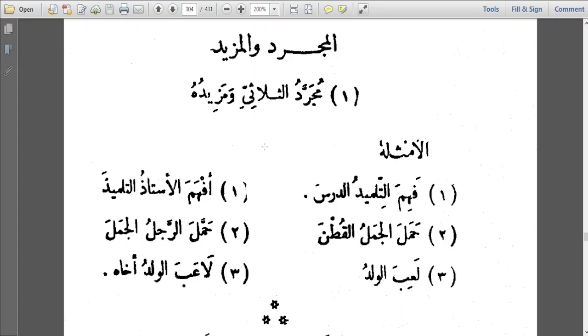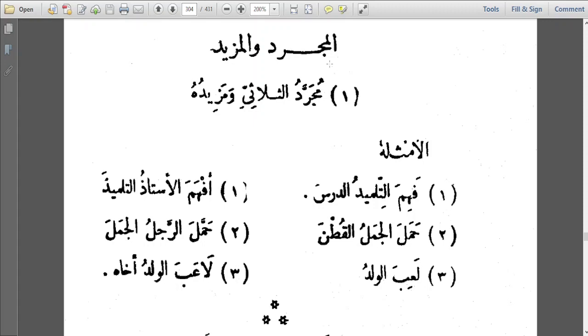and الفعل المزيد. We are talking about verbs. Okay, so when we say مجرد, something is مجرد, بمعنى it is free of additions. When we say مجرد بمعنى خالص من الزيادة, أي لا يوجد فيه زيادة. It doesn't have any additions in it. And when we say مزيد, as you can see, زاد يزيد, المزيد بمعنى المزيد فيه. That is actually the full name. أي الفعل المزيد فيه, the verb that has additions.